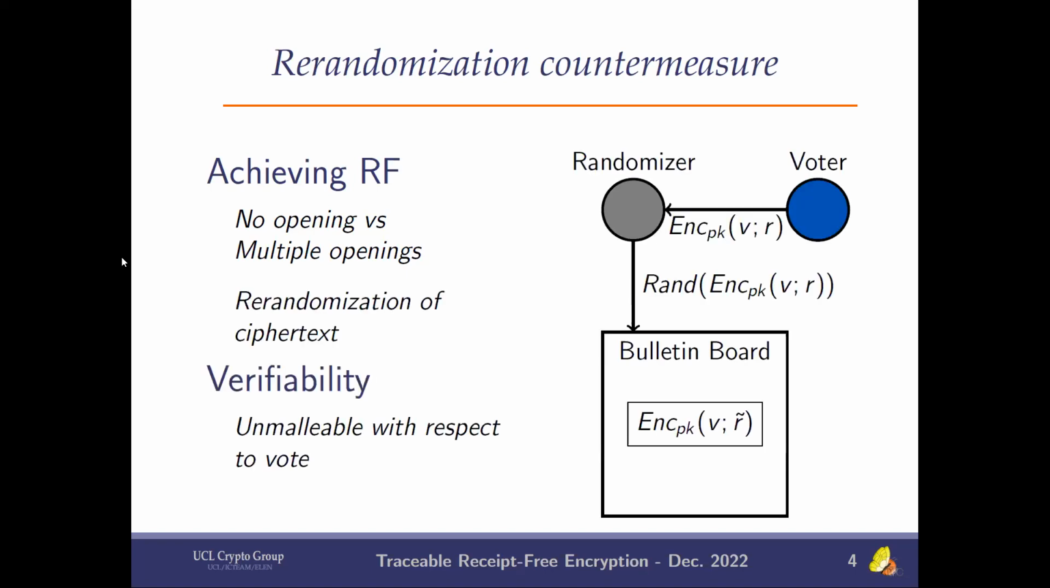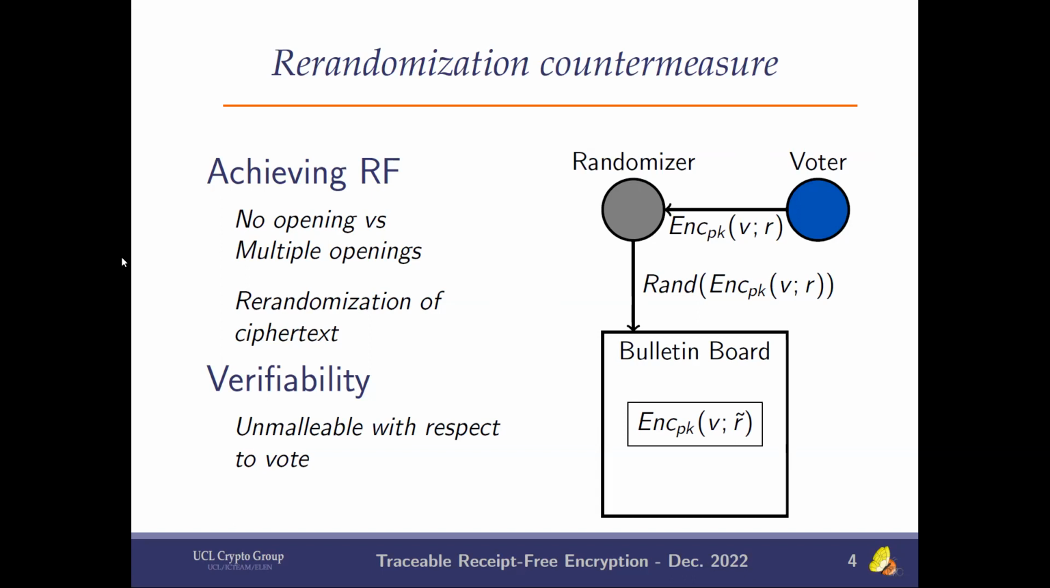Now there are several ways, again, to do this no-opening solution, and we focus on re-randomization of the ciphertext. We assume there's another party, the randomizer, and the voter can give a ciphertext to this additional party, which will re-randomize the ciphertext and put it on the bulletin board. So now the randomness is refreshed. Since the voter does not have any clue about the randomness of the randomizer, they do not have an opening of the encryption anymore.